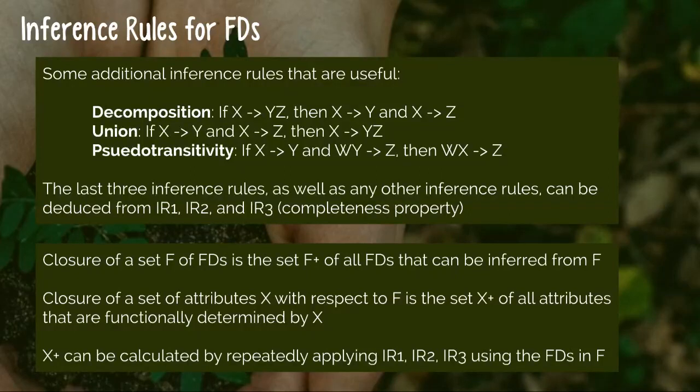Some additional rules can also be deduced from this, and those are the decomposition, union, and pseudo-transitive inference rules. In the union inference rule, if X determines Y and X determines Z, we can say X determines Y and Z together. The decomposition rule is also known as the project rule. It is the reverse of the union. It says if X determines Y and Z, then X determines Y and X determines Z separately.